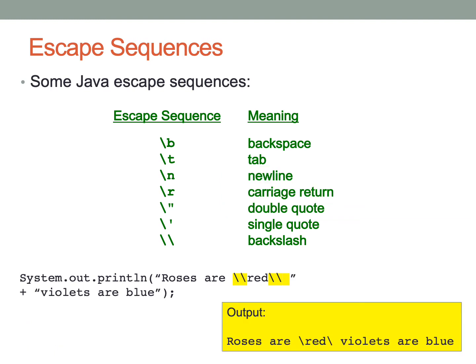And lastly, we have double backslash for backslash. If we use a single backslash, we will not be able to compile our code. It will show us an illegal escape character error. So for example, over here we have System.out.println roses are \\red, violets are blue. The output from this code is roses are \red, violets are blue.